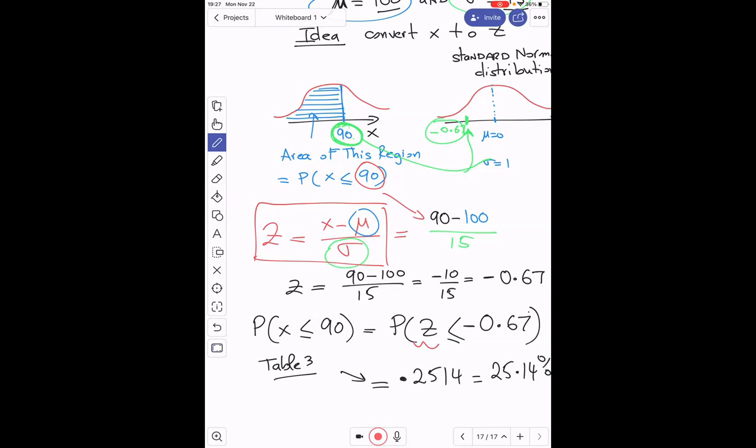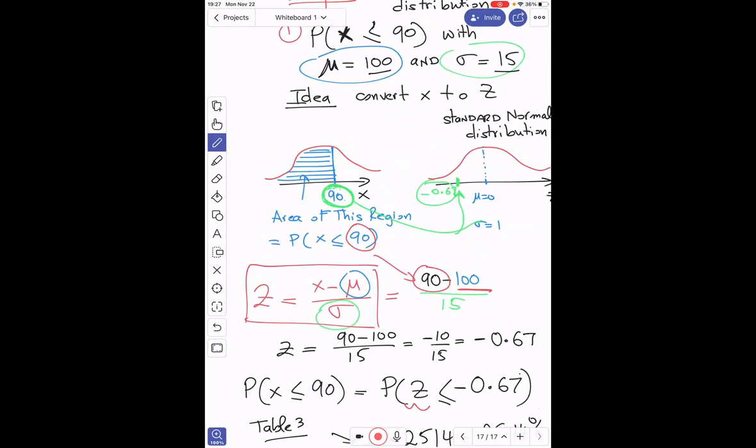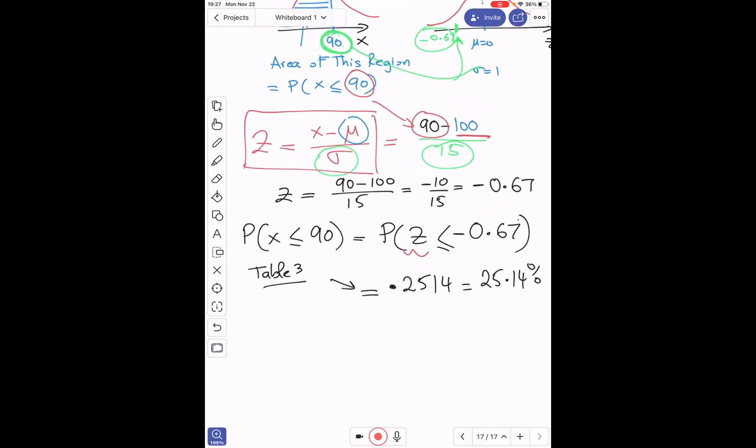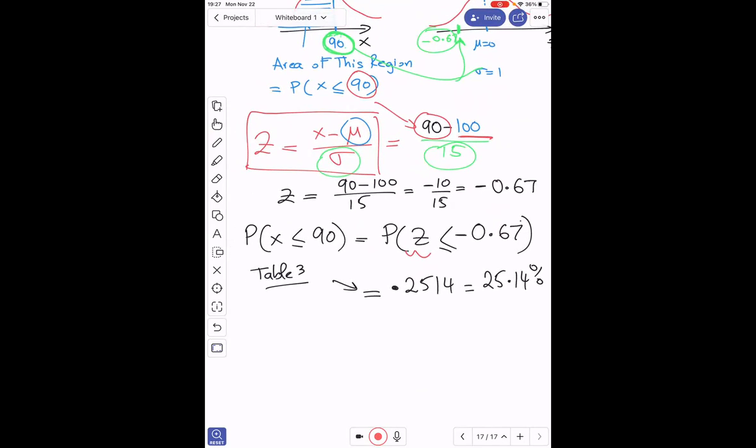So you want to convert this 90, right? So x is 90 minus 100. It's given in the problem. You know that the mean is 100 over the standard deviation, which is 15, right? So that's negative 0.67. So my z is negative 0.67, and then I can use my table to find the corresponding area or probability. Any questions, guys?